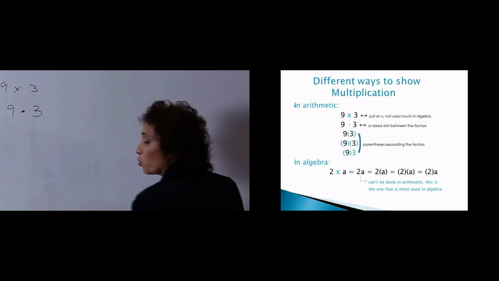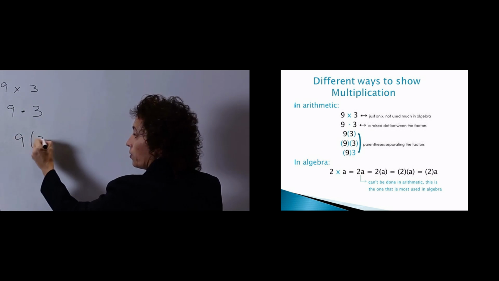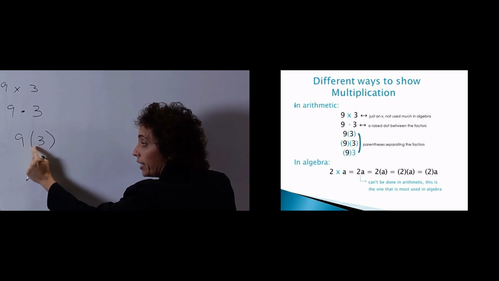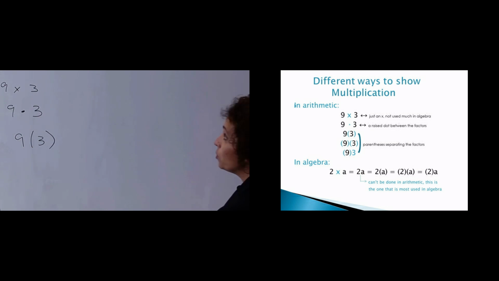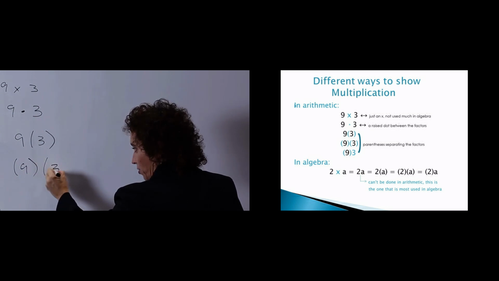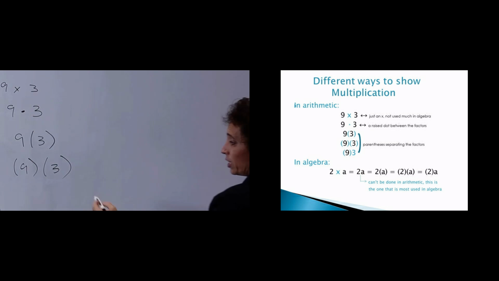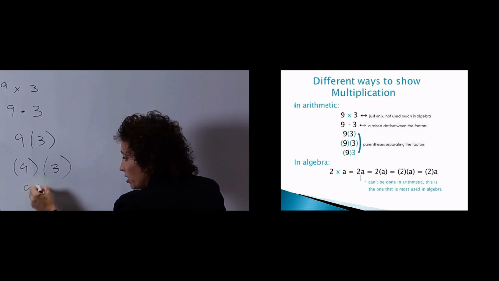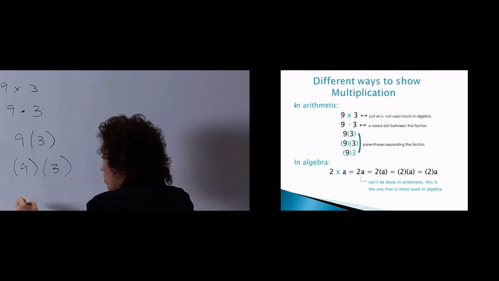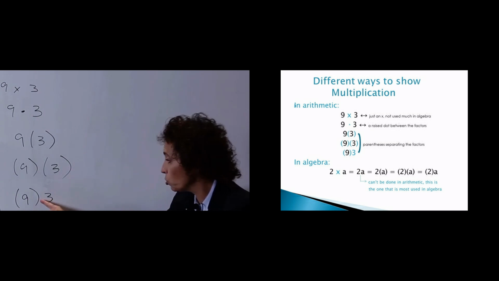Then you have parentheses, which is called the grouping symbol. You can do 9 times 3 with the 3 in parentheses. I know that's multiplication because there's nothing between the 9 and the parentheses. But you can also have them both in parentheses. I call this overuse of parentheses. Or you could even make it look like this, 9 and 3 side by side, sorry. Most people don't, but that's acceptable because there's no symbol between them.